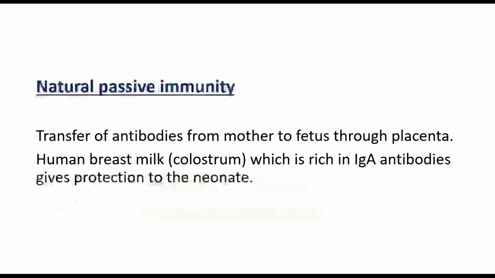Now, natural passive immunity. So you understood what passive immunity is? Ready-made antibodies are given, so there is no active participation of your immune system. Natural passive immunity means transfer of antibodies from mother to fetus through the placenta. Also, transfer of IgA antibodies through colostrum from mother to the child. In both these mechanisms, the immune system of the child is not taking part. It is not doing any job.